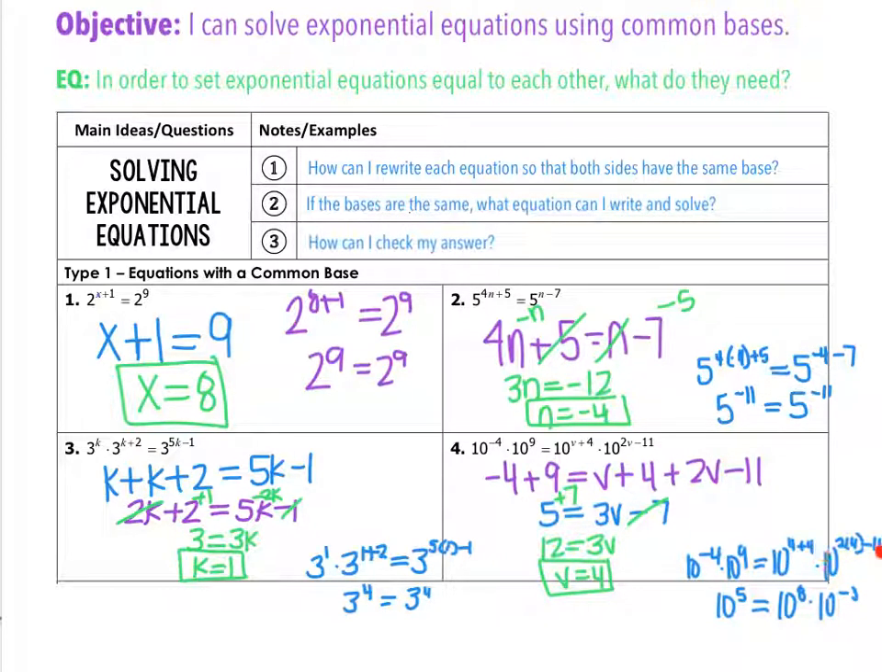And when I go back and check it, I can see that 10 to the negative 4 times 10 to the 9th is the same as 10 to the 5th. And then 10 to the 4 plus 4 is 8. And 10 to the 2 times 4 minus 11 is going to be negative 3. And so 8 minus 3 is 5. And if you notice, there's a relationship between the numbers that I get here and why I can just set those equations equal to each other and not have to worry about the bases when they're all the same.